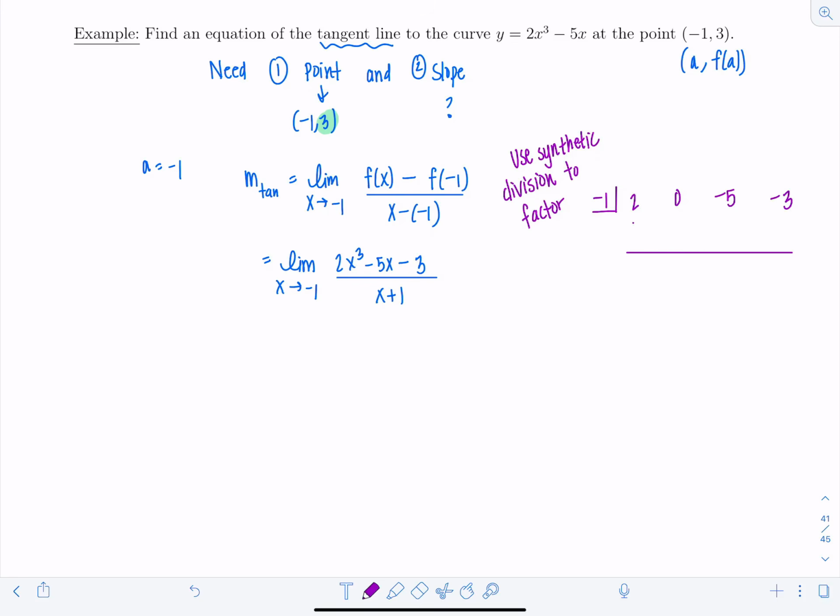And then remember, you just bring down that first term, multiply on the diagonal, and then add vertically, and then just keep repeating the process. So negative 1 times 2 is negative 2. I'm going to add, that's negative 3. Negative 1 times negative 3 is 3, and that's 0. So this represents the coefficients of the quotient, which would be 2x squared minus 2x minus 3.